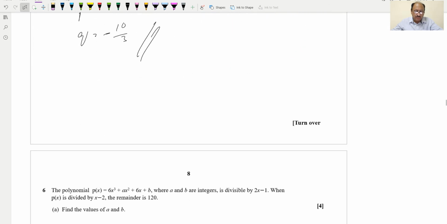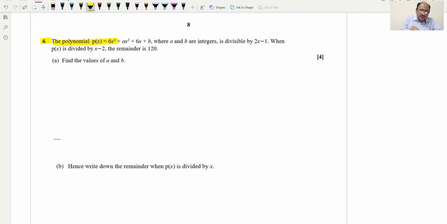Now we can move to question number 6. The polynomial p of x, where a and b are integers, is divisible by 2x minus 1. When p of x is divided by x minus 2, the remainder is 120. In part A, find the values of a and b, and this is a 4 marks part. So first of all we can concentrate on this one: p of x is divisible by 2x minus 1, so we can write 2x minus 1 is equal to 0.